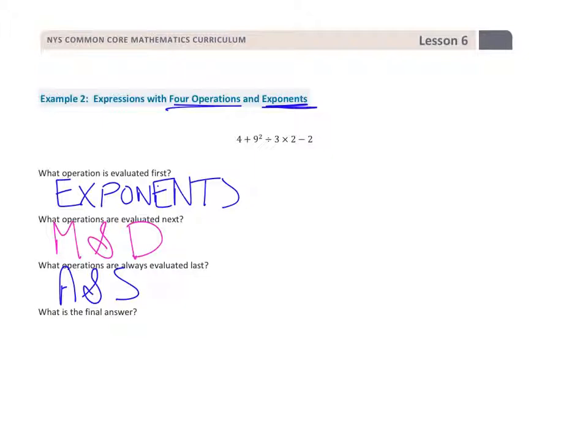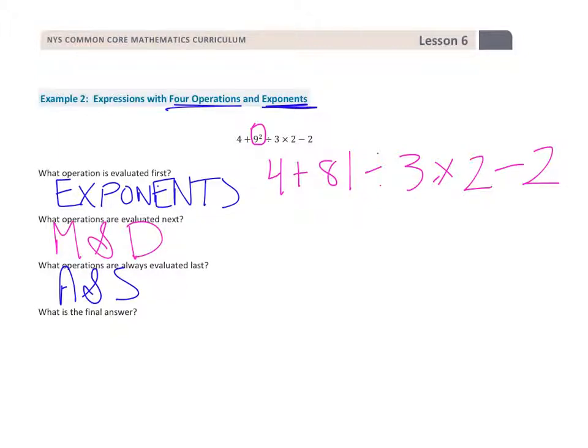So exponents first, so 9 to the second is 9 times 9, so that's 81. So let's rewrite this problem. 4 plus 81 divided by 3 times 2 minus 2. So now what's my next step?